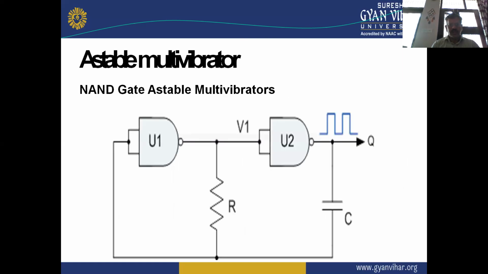So this is the diagram of the astable multivibrator using NAND gates. In this astable multivibrator, the output is a square wave at the Q point, that is the output point. So the output of this astable multivibrator will be a square wave.